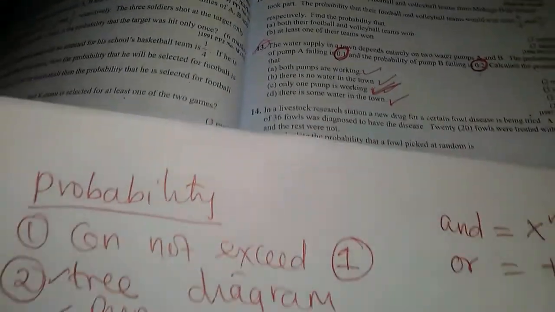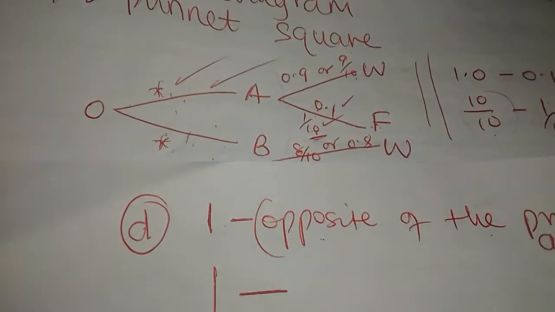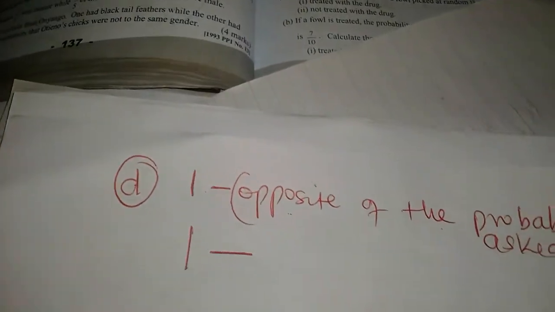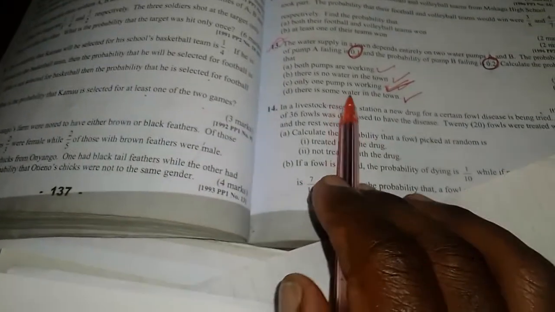Now, let me come back to the question. They're saying there is some water in the town. The opposite of not having water in the town is there is water. The opposite of having water in the town, there's no water. So if there is some water in the town, the opposite that is much stronger is there is no water in the town. So I'll say 1 minus no water in the town.